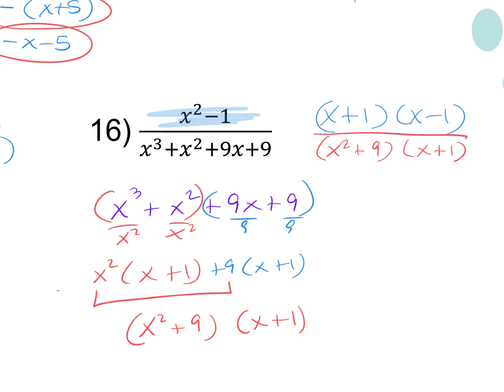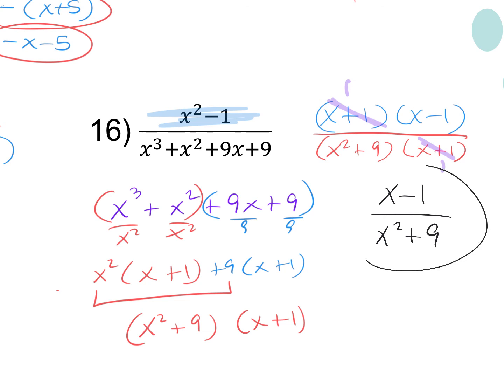Now I'm going to look for things to simplify. The only thing I can simplify are the x plus 1's. And then now I'm left with x minus 1 over x squared plus 9. And I'm done. And again, do not try to cancel the x's, because remember x minus 1 is attached, as well as the x squared plus 9.